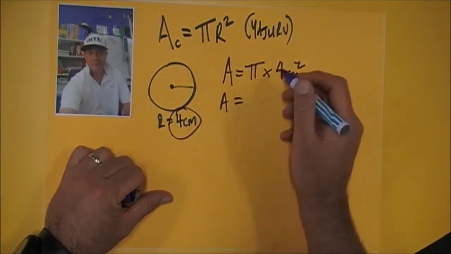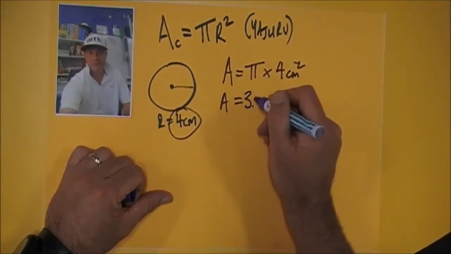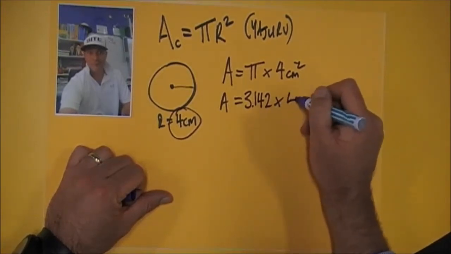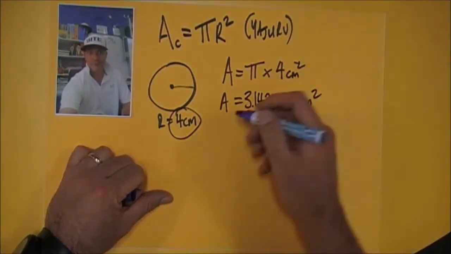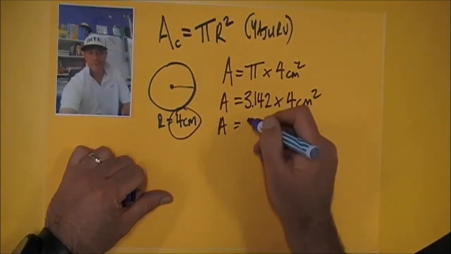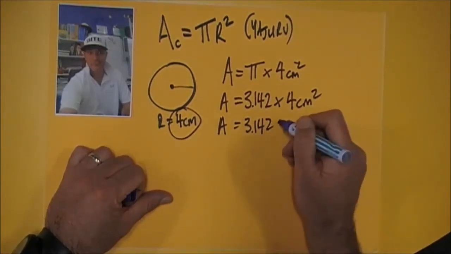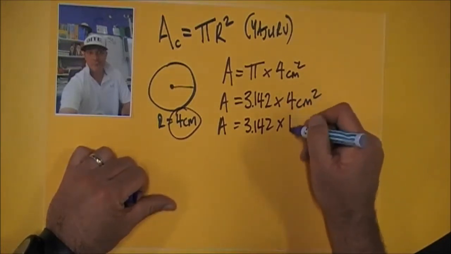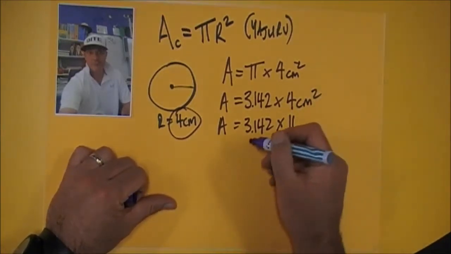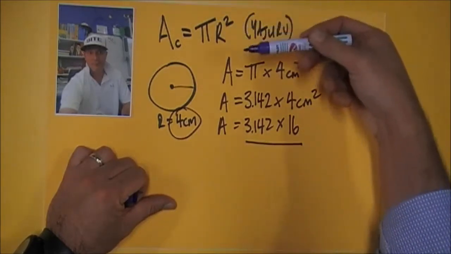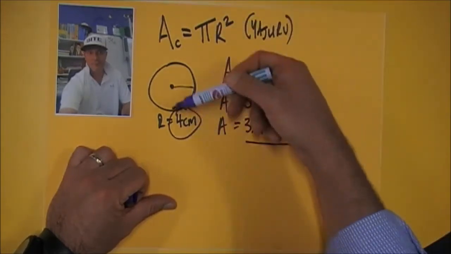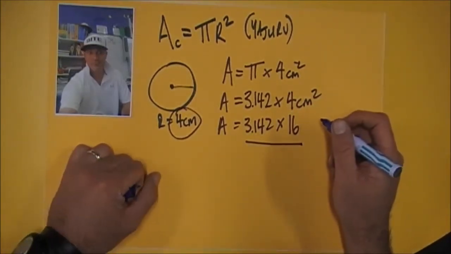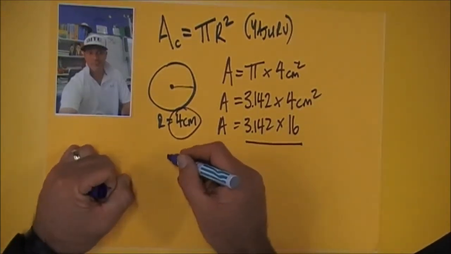We can say the area is equal to pi. Let's round pi off at 3.142, 3 places only, multiplied by 4 centimeters squared. We can replace some more of this: 3.142 times 4 centimeters squared, 4 times 4 is 16. So now we've come down to this. We've gradually replaced our formula with the values that we know or discover until we get to this problem here. Now let's work that one out.